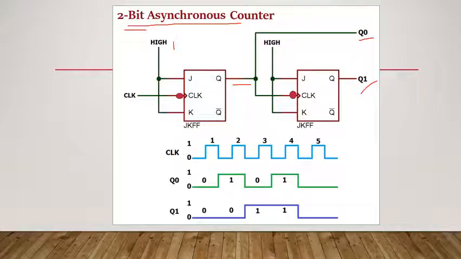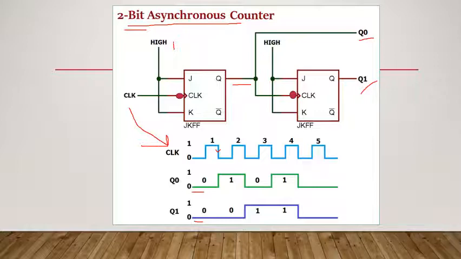So the clock signal is plotted here. It is a simple square wave and we are taking 5 clock pulses. The initial values of the outputs are assumed to be 0. So initially Q0 is 0, initially Q1 is 0. Now this clock is negative edge triggered clock. You can see from the symbol. So negative edge triggered means it will be triggered at this point of the clock pulse.